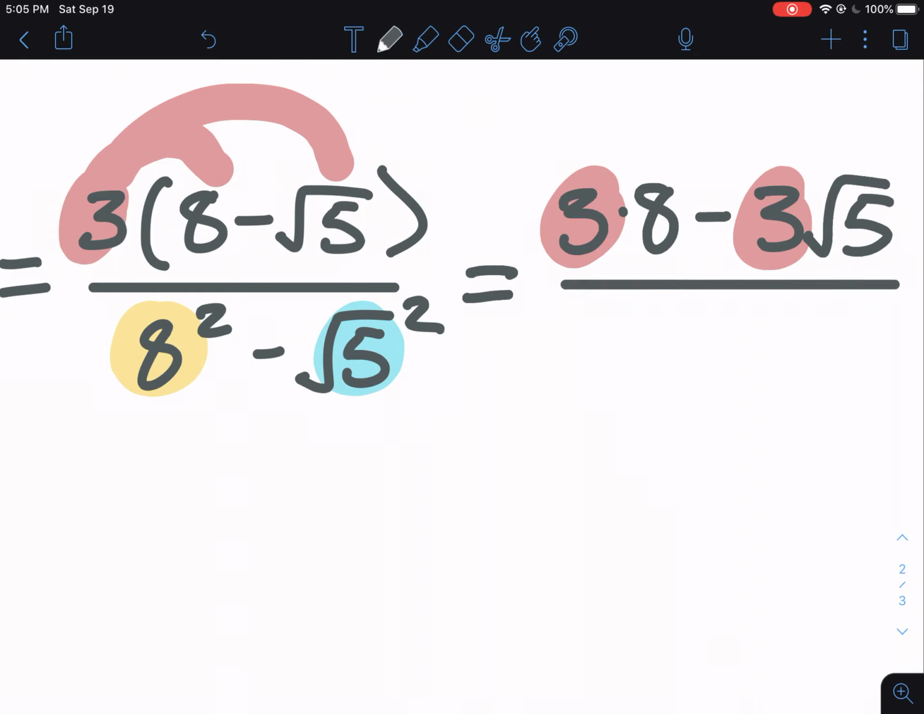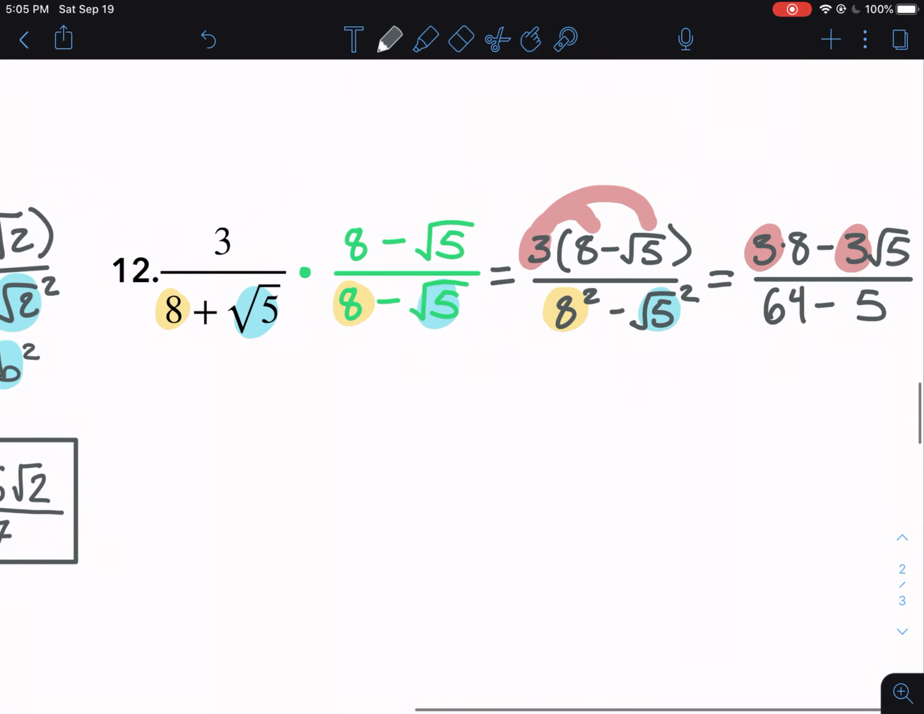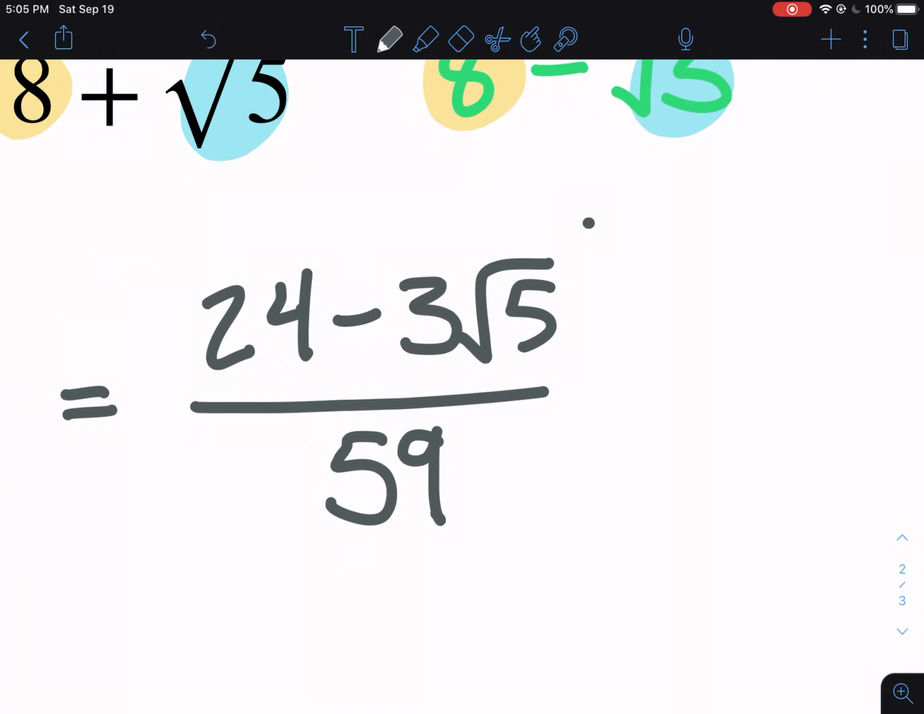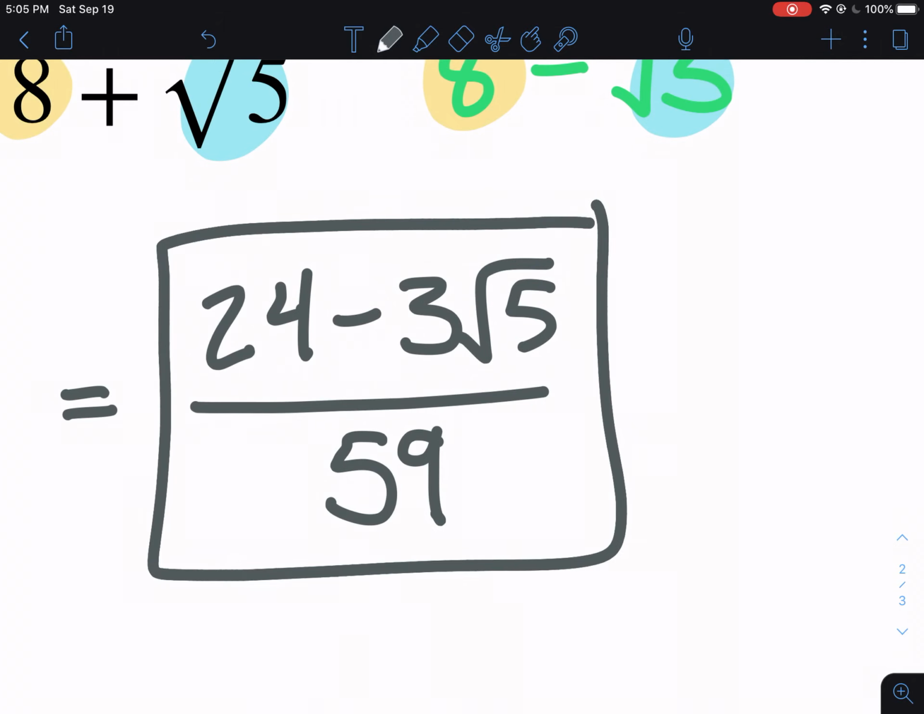Divided by 8 squared is 64. The square root of 5 squared is a plain old 5. Sweet. 3 times 8 is 24. 3 times the square root of 5 cannot be simplified. And 64 minus 5 is 59. And there you have it. That is simplified form.